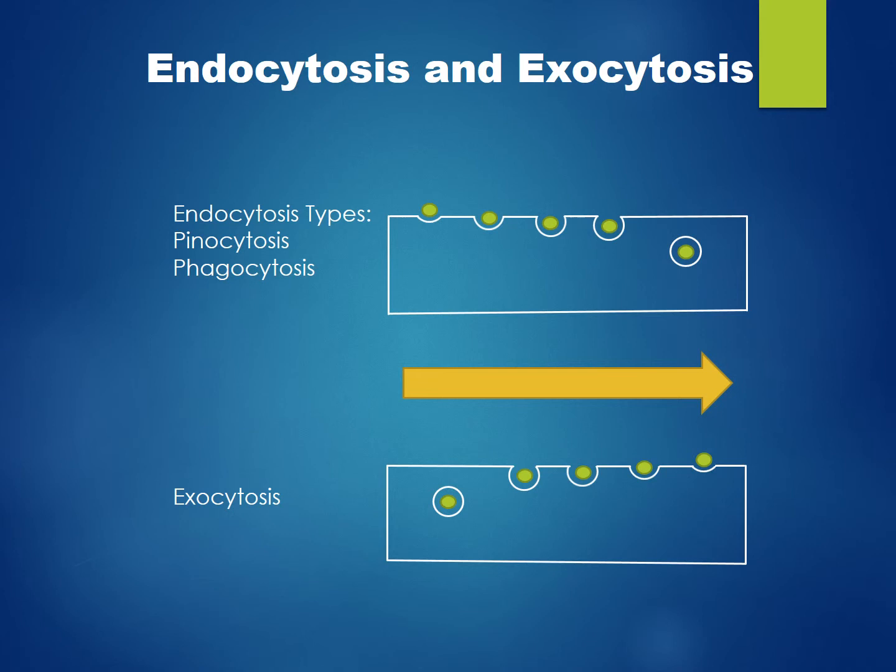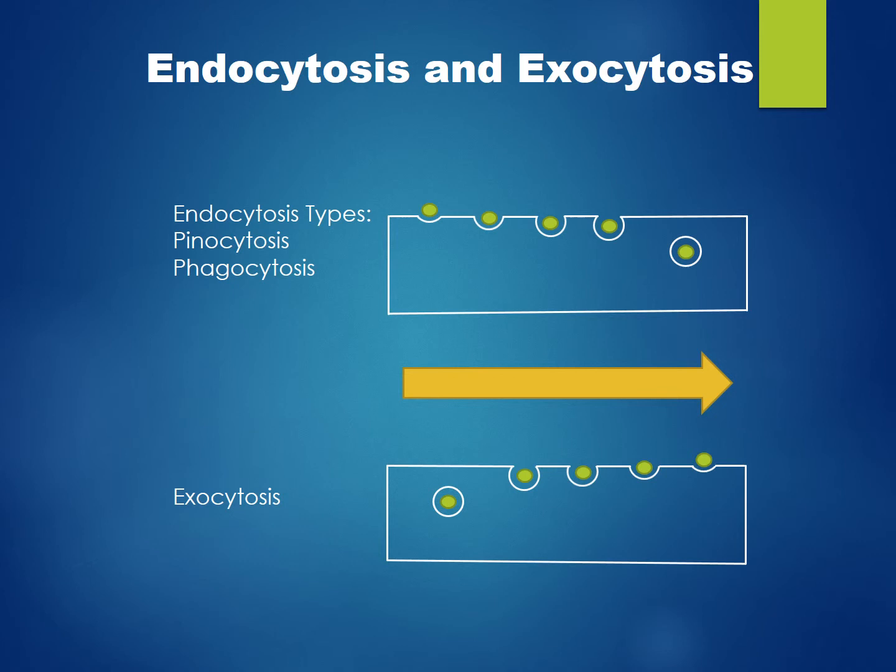Endocytosis brings extracellular materials into the cell by utilizing a vesicle, which is a membrane-bound sac. The vesicle is gradually formed around the desired extracellular materials by the cell's plasma membrane. Once the plasma membrane has completely enclosed the materials in the vesicle, it is allowed to enter into the cell.